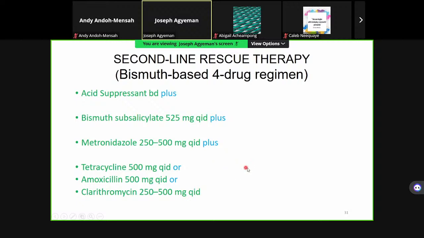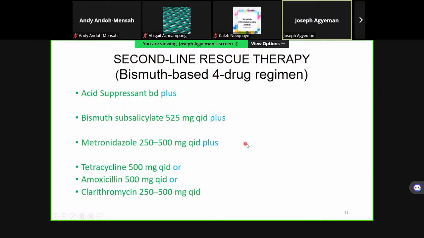It means your first line has failed. Probably the H. pylori is resistant to your first line antibiotics, and now you want to go hard. You want to kill it. So you do a 4-drug regimen. But obviously, you see that it's not easy when it comes to adherence. Taking 4 drugs, some of them every 6 hours, it won't be easy. But that is the way to go because the normal has failed.